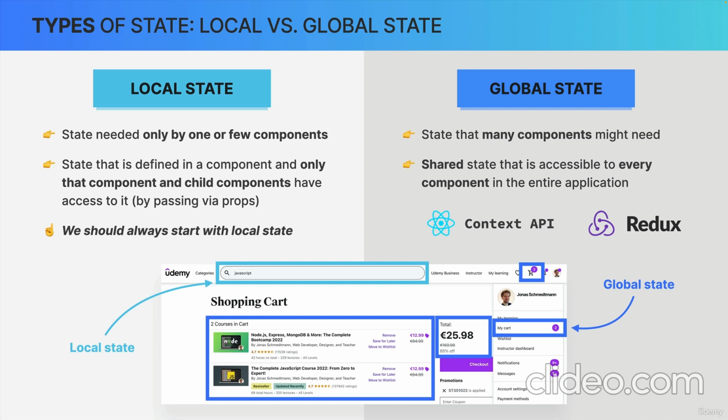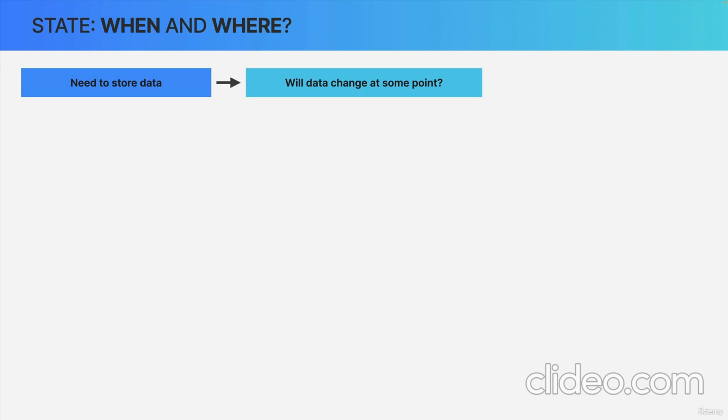But for now, let's take a look at how to decide when we actually need state and where we should place it. So this slide will basically be a flowchart that will help you take those decisions. So again, about when to create state and where to place it. So it all starts with you realizing that you need to store some data. Now, when this happens, the first question to ask is, will this data change at some point in time? And if the answer is no, then all you need is a regular variable, so probably a const variable.